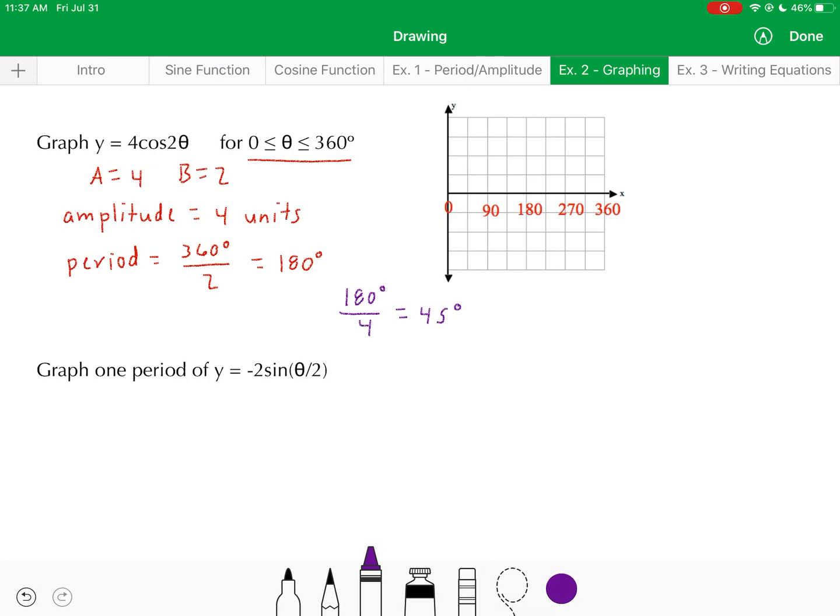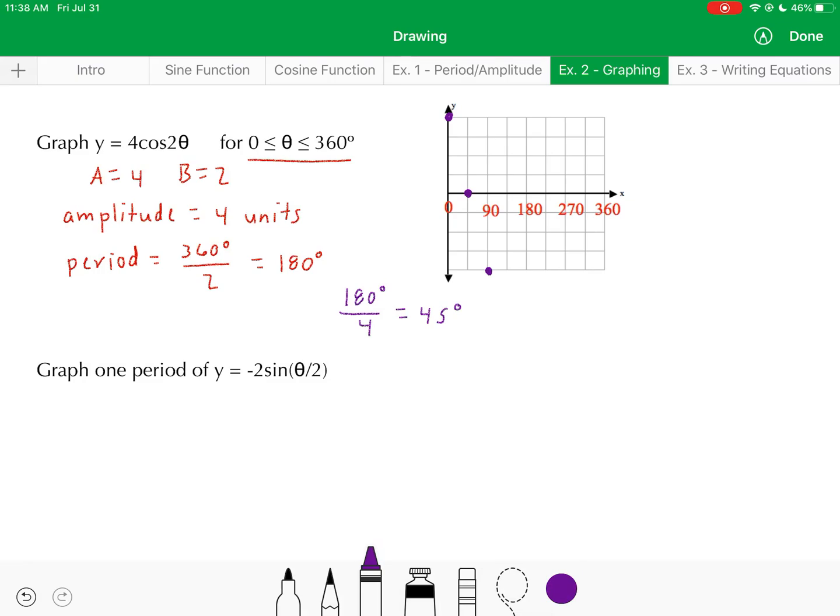Very first point that I know to plot is going to be the point (0, 4). Okay. Again, normally the sine or the cosine function, its first critical point is at (0, 1). But now that this function has an amplitude of 4 units, we're going to move it up to (0, 4). Okay. Then I'm going to move a quarter of the period to the right, and I'm going to go back down to my midline. So that corresponds to the point of 45 degrees, comma 0. Then I move a quarter of the period to the right again, and 4 units down. So that's the point (90, -4).